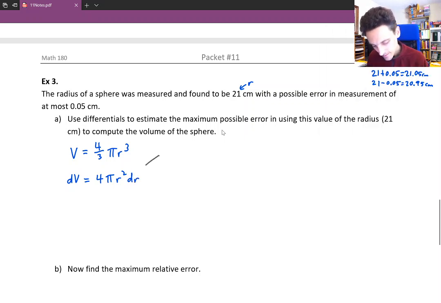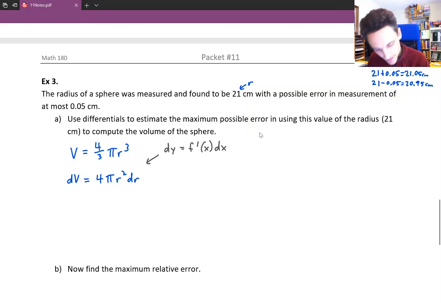Just as a quick note, we said that dy, the way it's defined as a differential, is f prime of x dx. Here y is like V, and x is like r, or vice versa: V is like y and r is like x. And then here we have f prime of x, which is like this function, but having taken the derivative of that function.